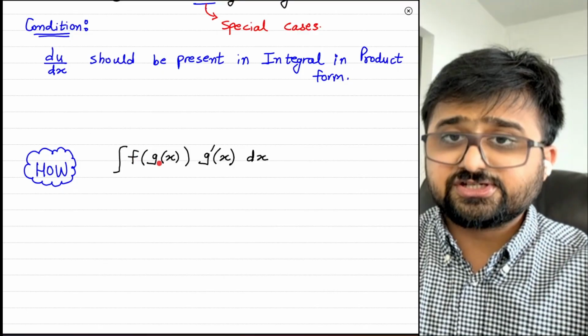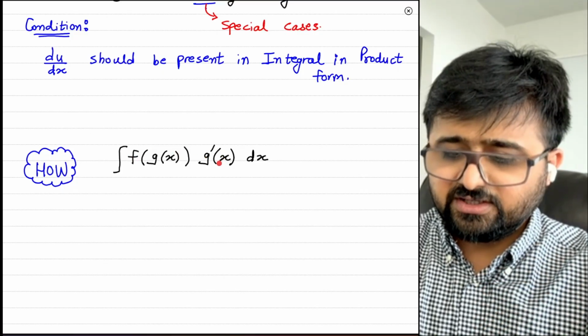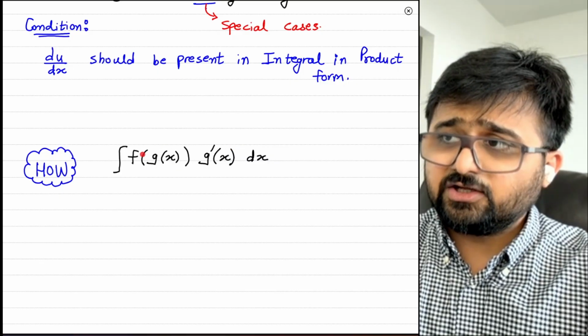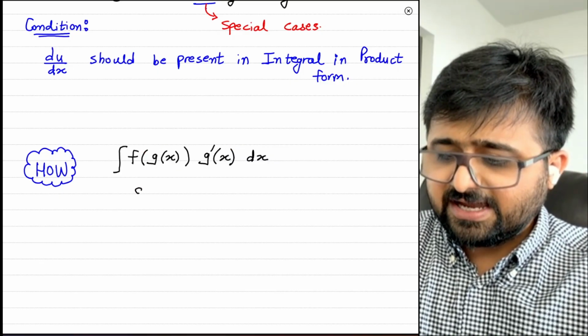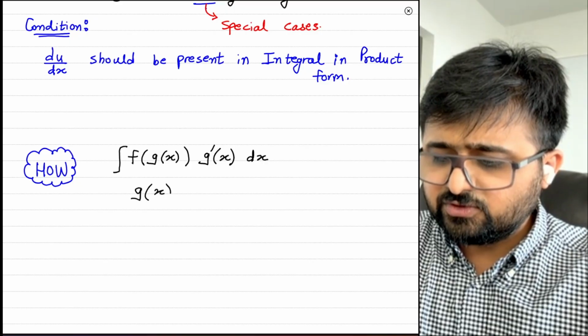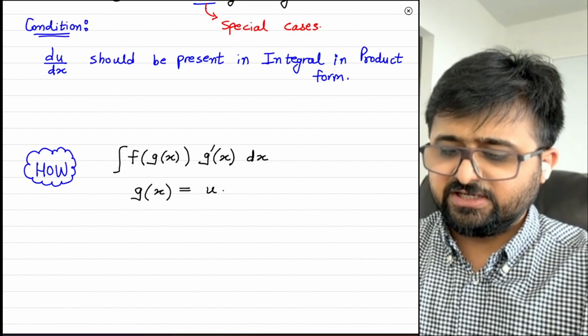Let's say you have a function f of g of x and there is g dash of x getting multiplied. Whenever you want to integrate a composite function, remember the method that we use is the method of u substitution. And based on what we have studied, we put g of x is equal to u. That's the method of u substitution that we did.